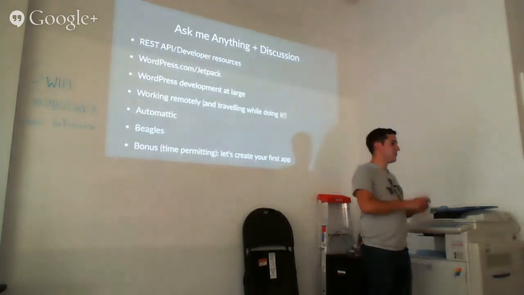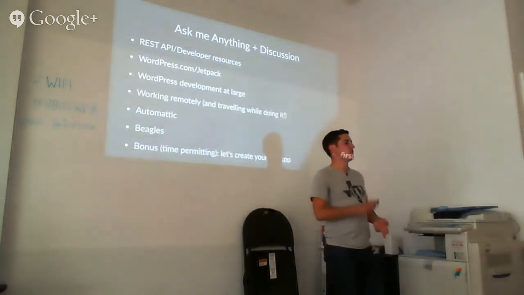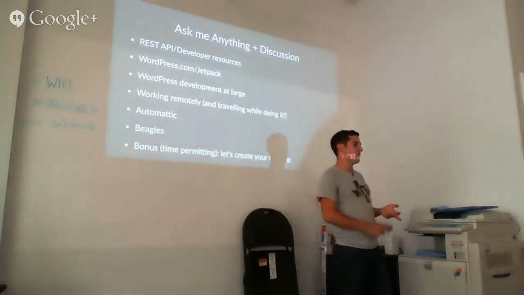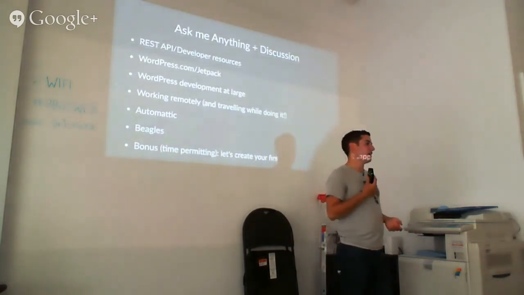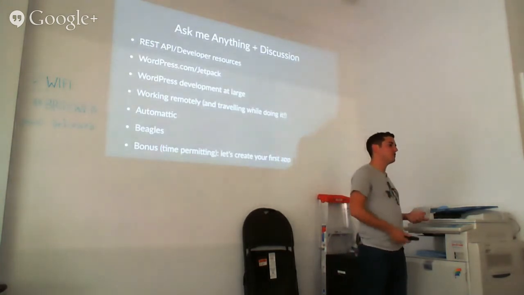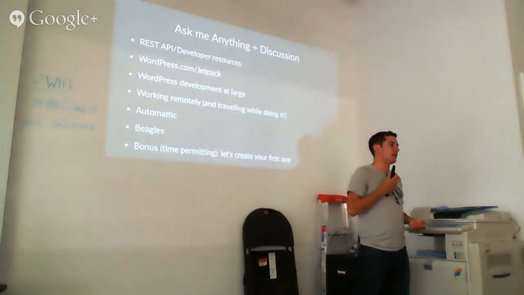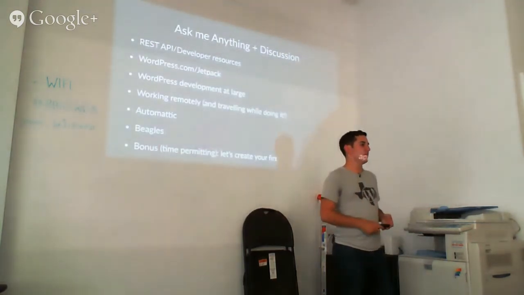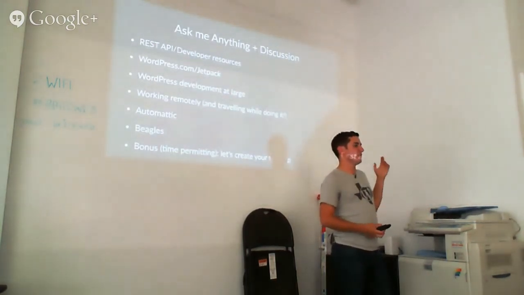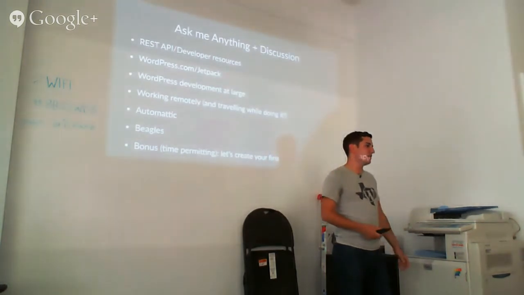Yeah, so you can query posts, you can query comments, you can query custom post types, you can query pages, you can change the theme, you can access information about all the users, you can change the categories and tags. Almost anything you can do within the WordPress admin, you can do with the API.